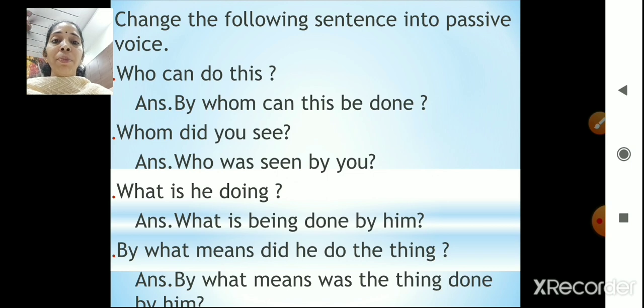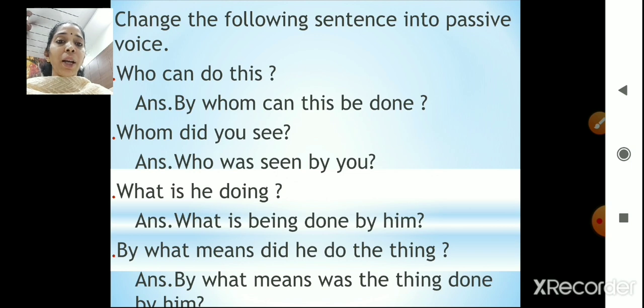In passive form, if you can see the answer, who becomes by whom. Alright, and also that by whom has retained its position. It has not changed its place. It's right in the beginning of the sentence. So what will be our answer? By whom can this be done? Whom did you see? Once again, here it's given whom, which is an interrogative pronoun.